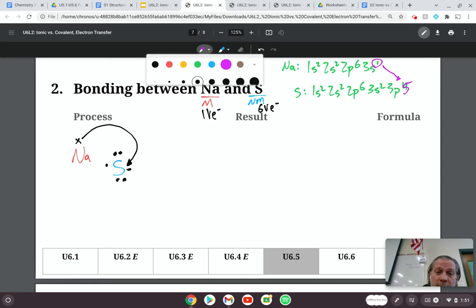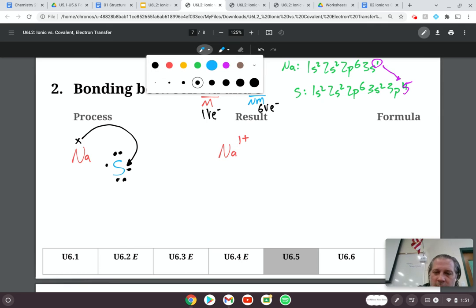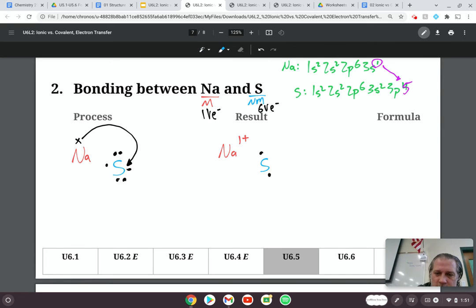So if I redraw what I already have, I have sodium that lost an electron, so it's going to become a +1. And sulfur, as it's drawn, looks like this. Now, sulfur doesn't have those 8 electrons, and as a result of it not having those 8 electrons, it's not satisfied. So I can add another atom, but I can only add atoms that are present.